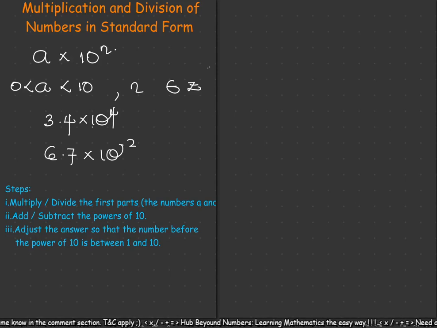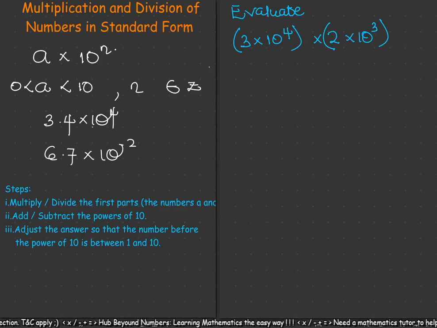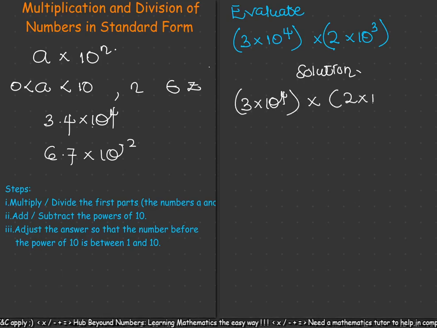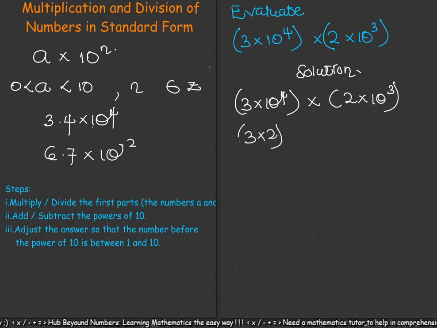So let's look at some examples that can help us understand these rules or basic steps. For this very first one, which relates to multiplication, how do we go about it? We have 3 times 10 raised to the power 4, and we are multiplying it by 2 times 10 to the power 3. Unlike addition and subtraction, where we said we have to take note of the index, this one isn't that way. So we take the numbers, that is 3 times 2.